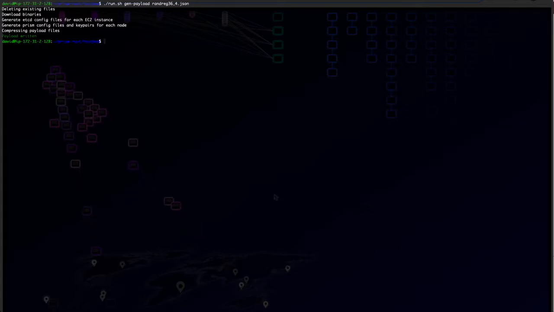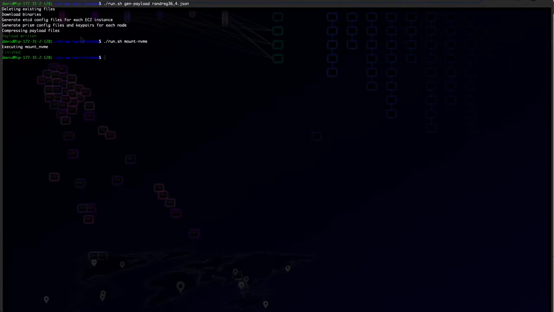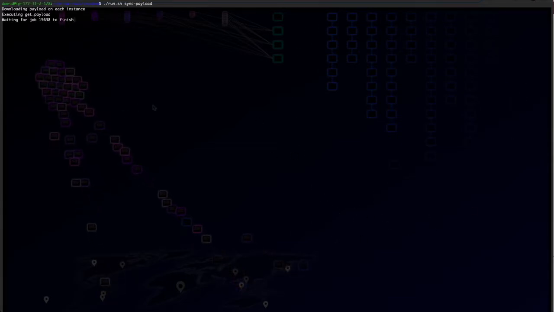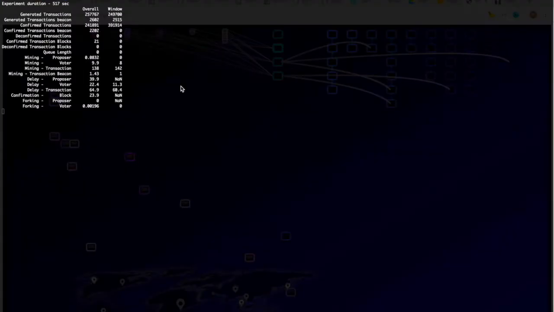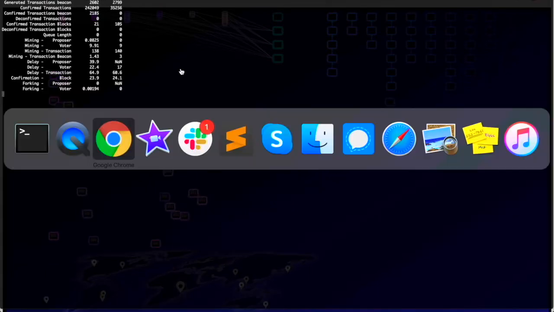We will now mount a solid-state disk on each of these nodes. The solid-state disk increases read and write capacity of each of these nodes, which is essential to scale the system. We will now sync the Trifecta code to each of these instances and start the demo. Okay, the demo has started. Now we will shift to the visualization screen.